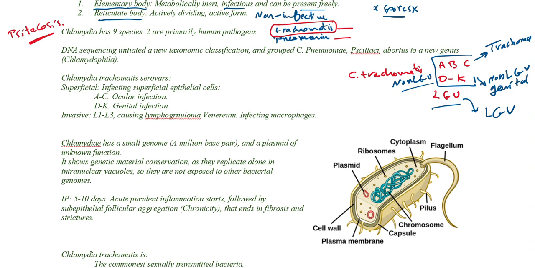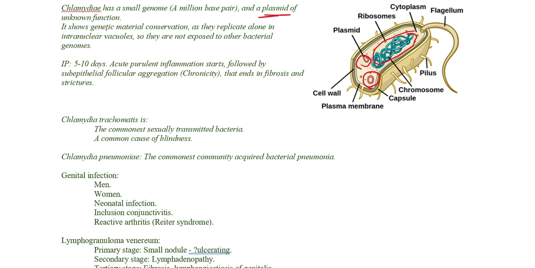The DNA of Chlamydiae is a small genome. It contains around 1 million base pair, which is a small genome for a bacteria. It also has a plasmid, but the function of the plasmid is not entirely understood or known. So we have 1 million base pair as genetic material, and we have plasmids of unknown function. Chlamydiae show genetic material conservation. They are replicating on their own inside the cells in intranuclear vacuoles, so they are not exposed to other bacterial genomes. They are not acquiring resistance to antibiotics easily.